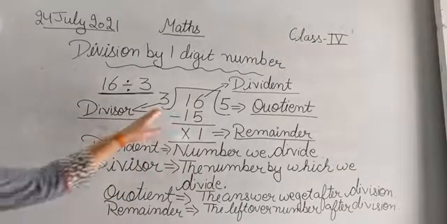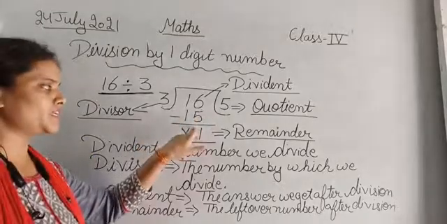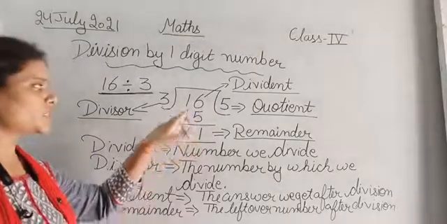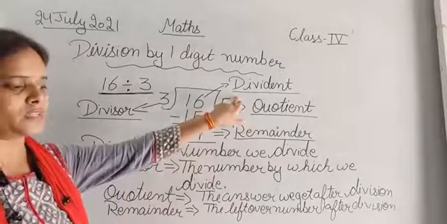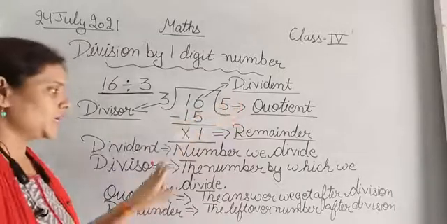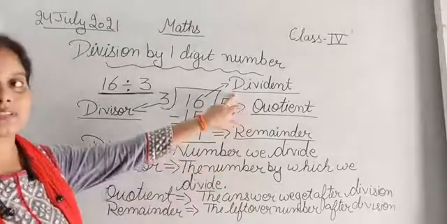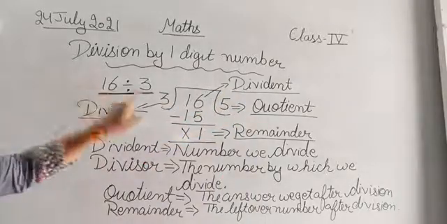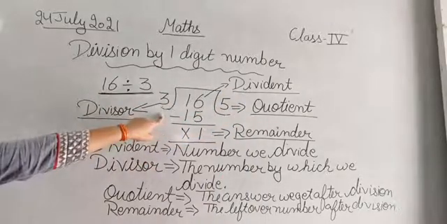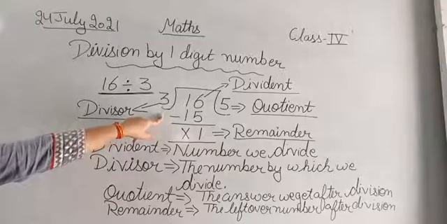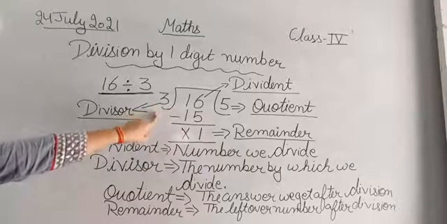So 3 5s are 15. 16 minus 15 is 1. What is this? This 16 is known as the dividend, the number we divide. Second is divisor, the number by which we divide. That is number 3 here.